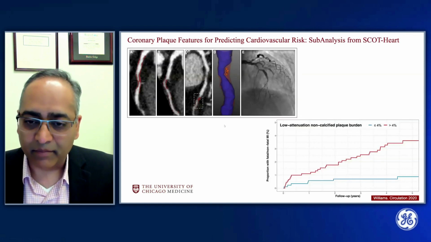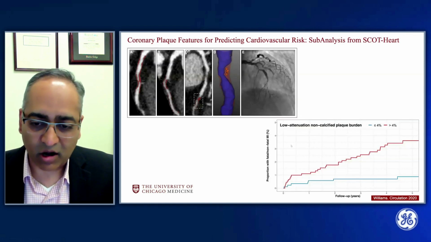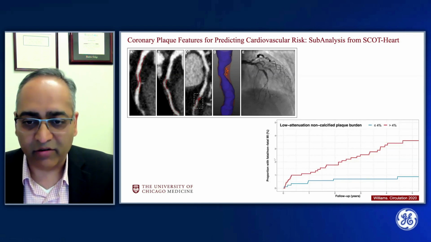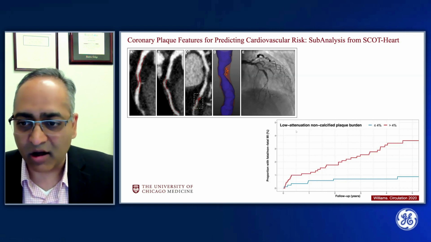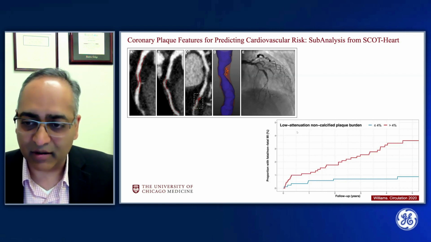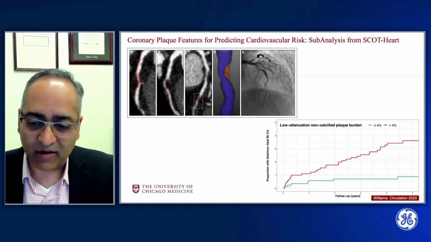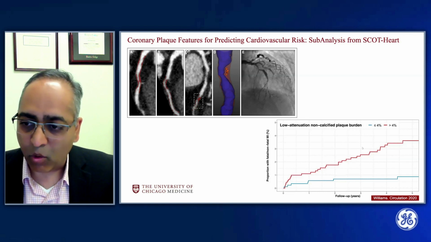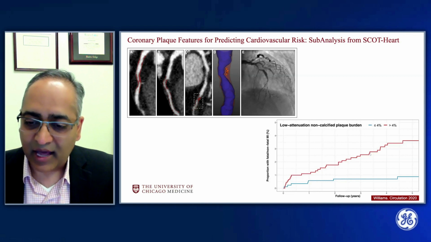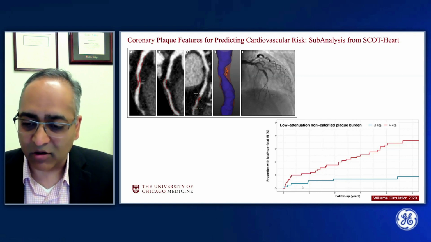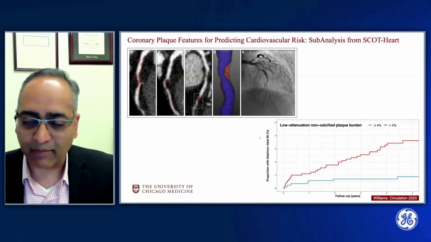Now, here's a sub-analysis from the SCOT-HEART trial where they looked at whether the burden of low attenuation non-calcified plaque predicted the future occurrence of fatal and non-fatal MI. And sure enough, those patients who had more than 4% low attenuation plaque burden had worse outcomes than those patients who had less than 4% low attenuation plaque burden.